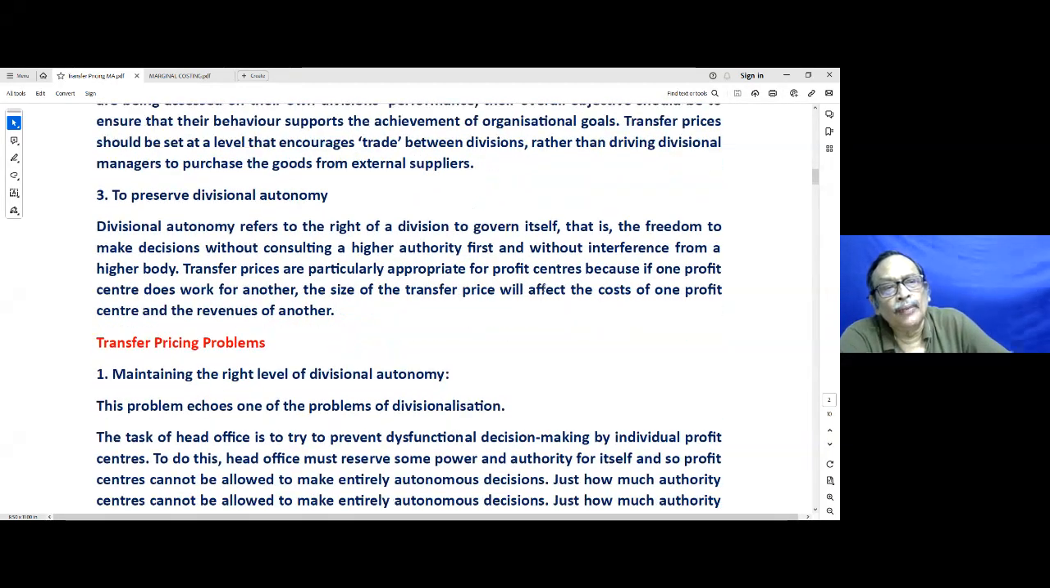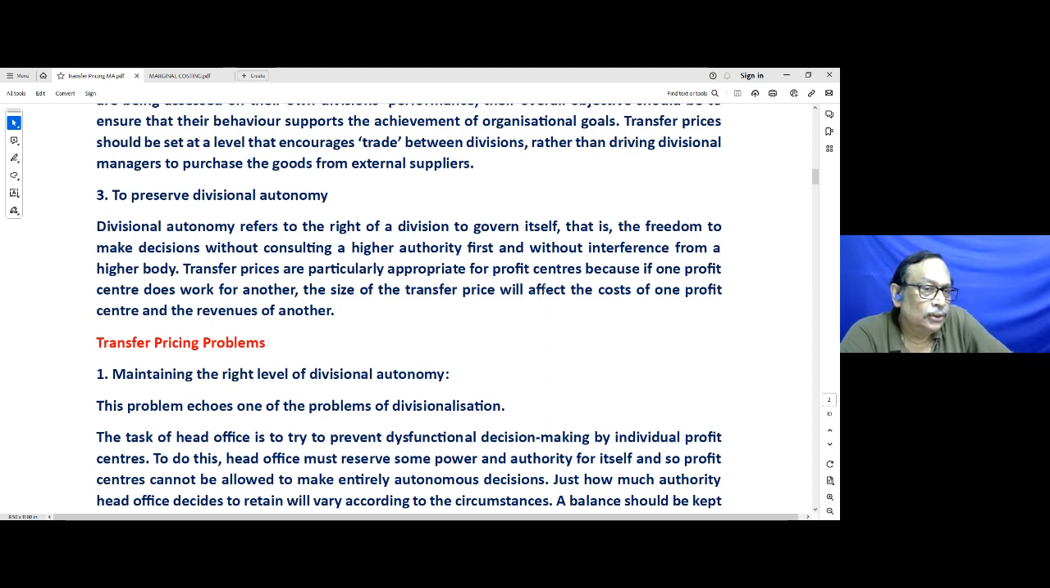And thirdly, to preserve divisional autonomy. So if the divisional autonomy is not actually being maintained, then definitely the question of transfer pricing will not arise. So divisional autonomy refers to the right of a division to govern itself, that is, the freedom to make decisions without consulting a higher authority first and without interference from a higher body. Transfer prices are particularly appropriate for profit centers because if one profit center does work for another, the size of the transfer price will affect the cost of one profit center and the revenue of another.